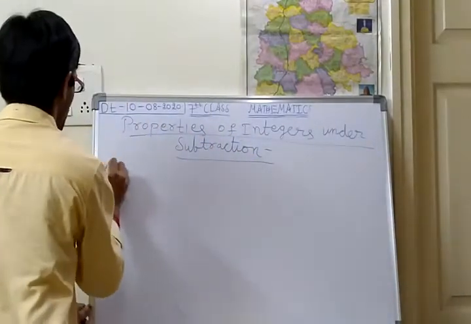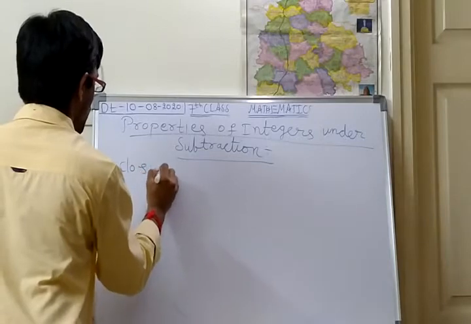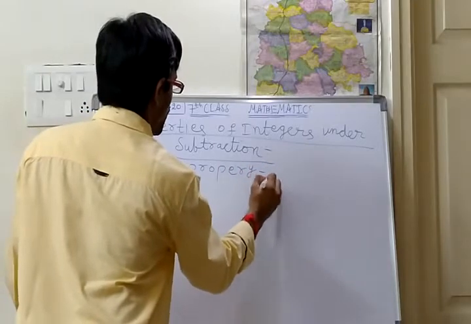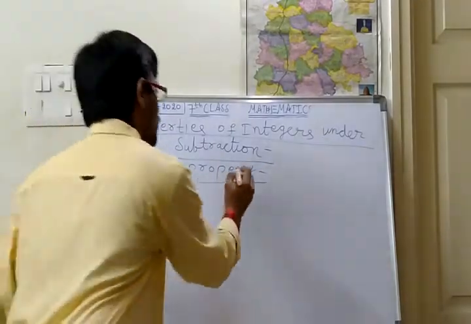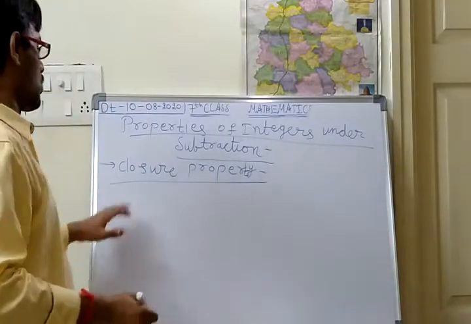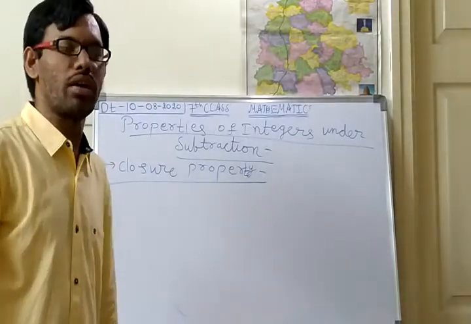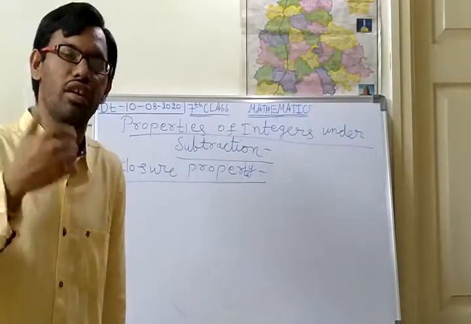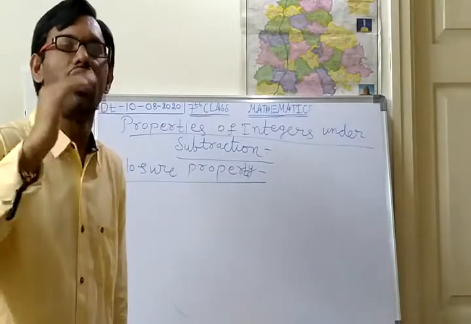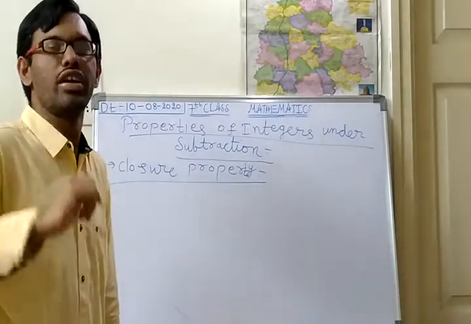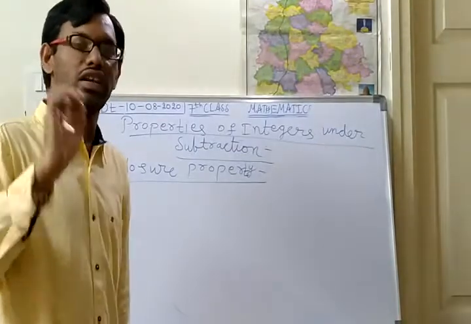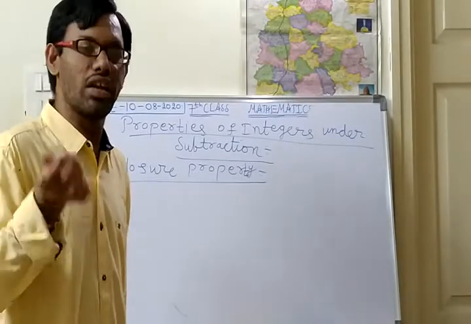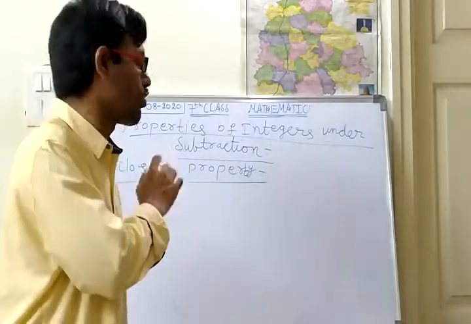Okay, the first one, closure property. As usual, closure property will be coming. We shall see whether the closure property is satisfied or not. So what is meant by closure property? Suppose we are taking any two integers, whether addition or multiplication or subtraction or division of the two integers, if the result is also an integer only, then the closure property is satisfied.